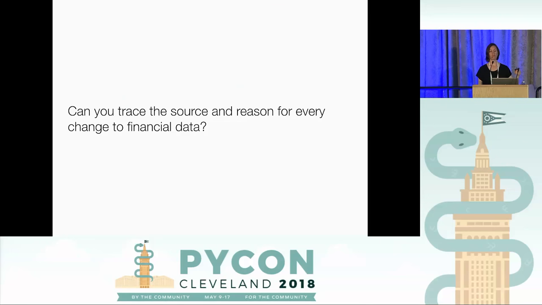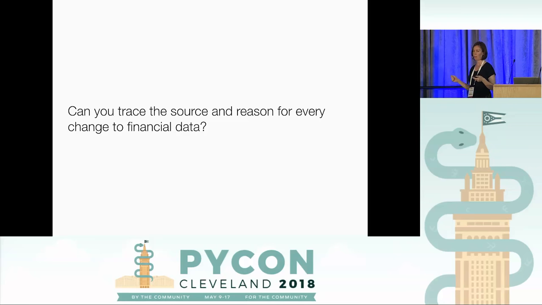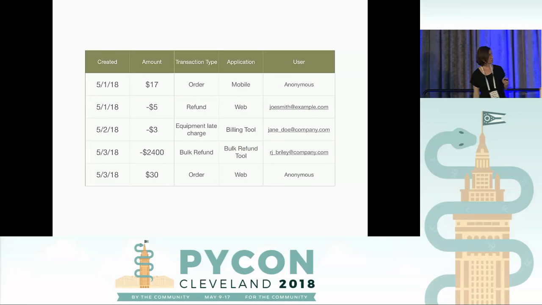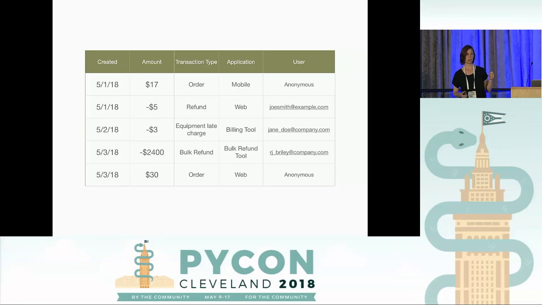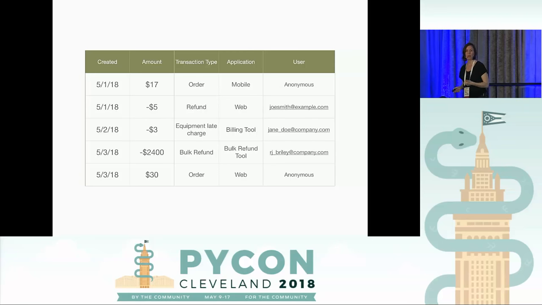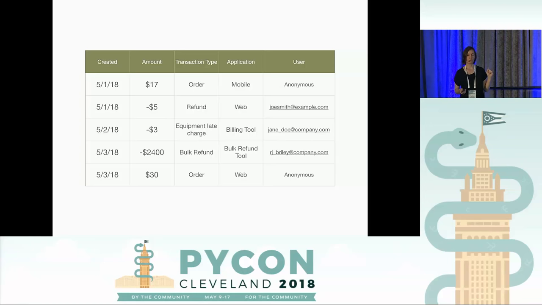Auditors also want to know, can you trace the source and reason for every change to financial data? It's not enough to know what happened, they want to know why. So we store metadata for every transaction, not only describing what happened, but also describing what's the application that produced this transaction. So we can know whether it's a customer-facing application. And this helps us find bugs, by the way, because we know if it happened on mobile or web or whatever. We know what tools produced the changes, and we know what users produced the changes.